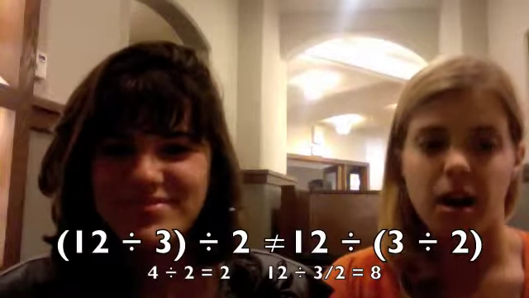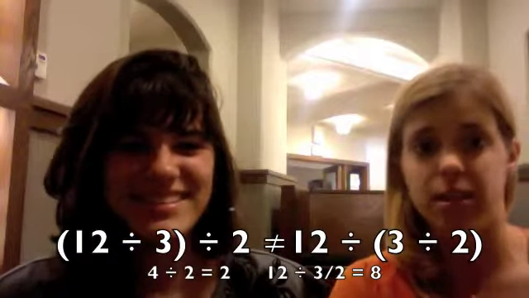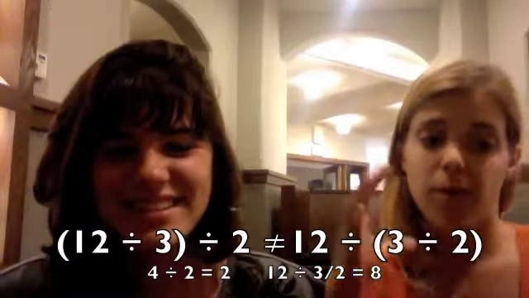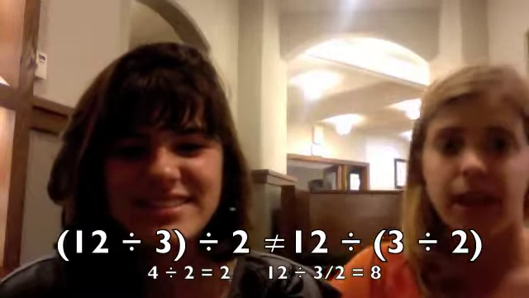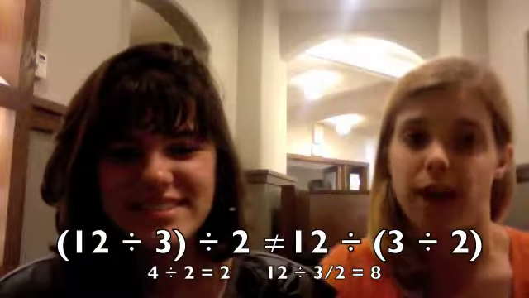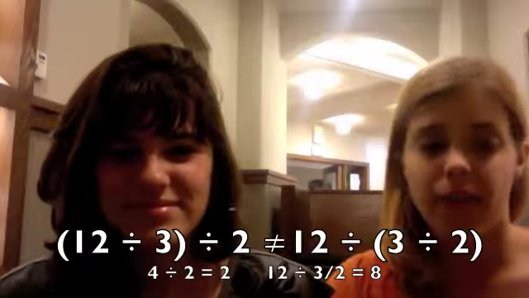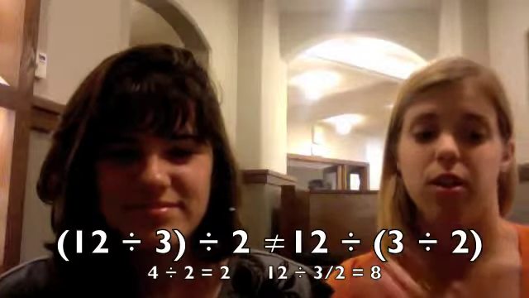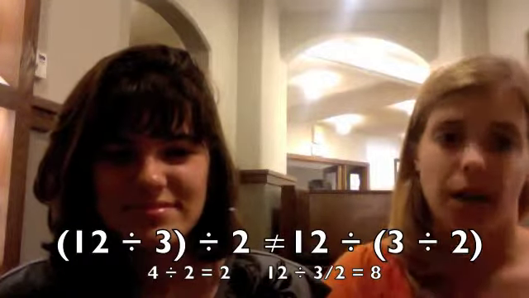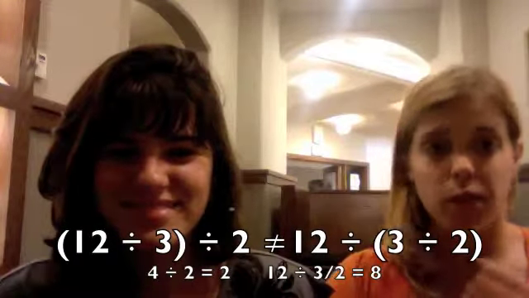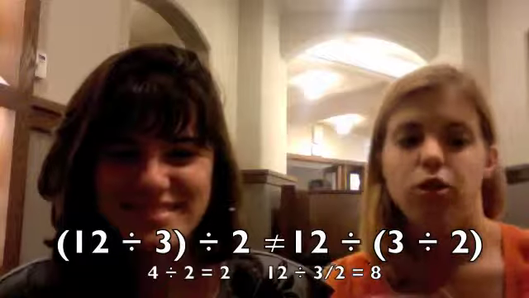The next equation that I gave you that did not equal the first one was 12 divided by parentheses 3 divided by 2. In that case, you have to do 3 divided by 2 first, which would give you 1.5, and then if you took 12 divided by 1.5, you get 8. And so that shows from the answers that we got at the end, 2 does not equal 8, so the associative property is really important that you follow.